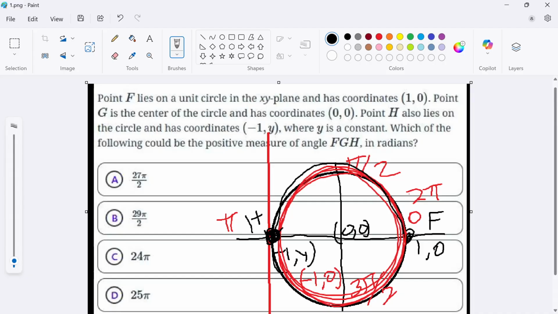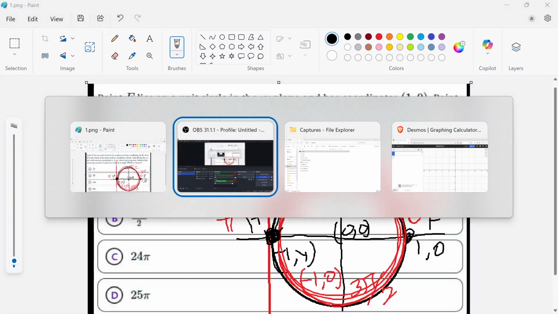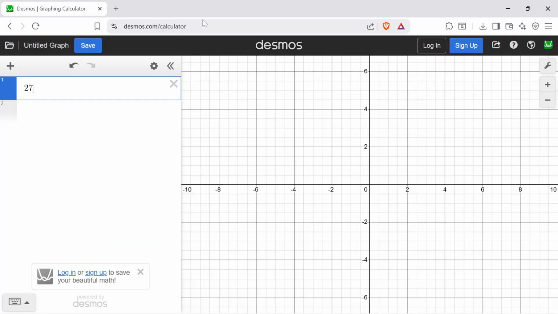So 27 pi over 2 divided by 2 pi, I'll go to Desmos and do this. 27 pi over 2 divided by 2 pi. Oh, I don't want the pi in there. Actually, I don't want the pi at all because the pi's are going to cancel. So 27 pi over 2 divided by, wait a minute, I've got this 2 out here. It's causing me trouble. Okay, divided by 2. I guess now if I put the pi in there, hopefully the pi's will cancel. Yeah, they will cancel.